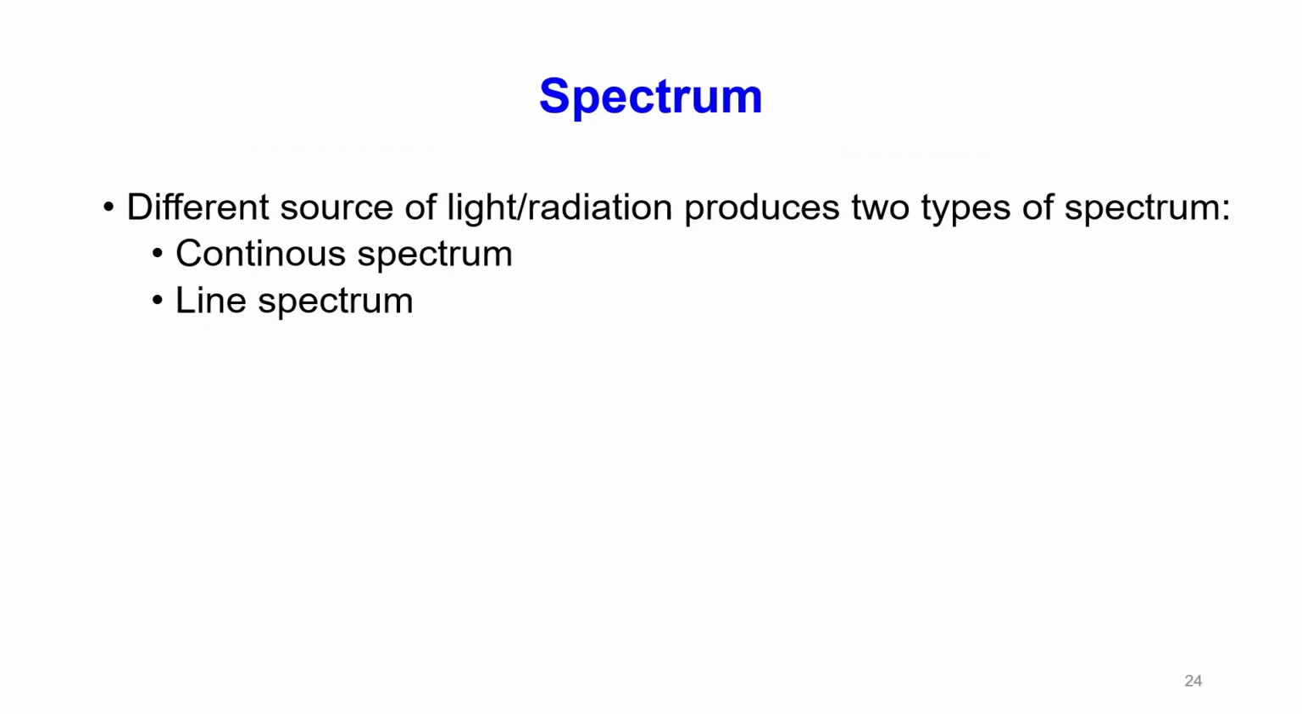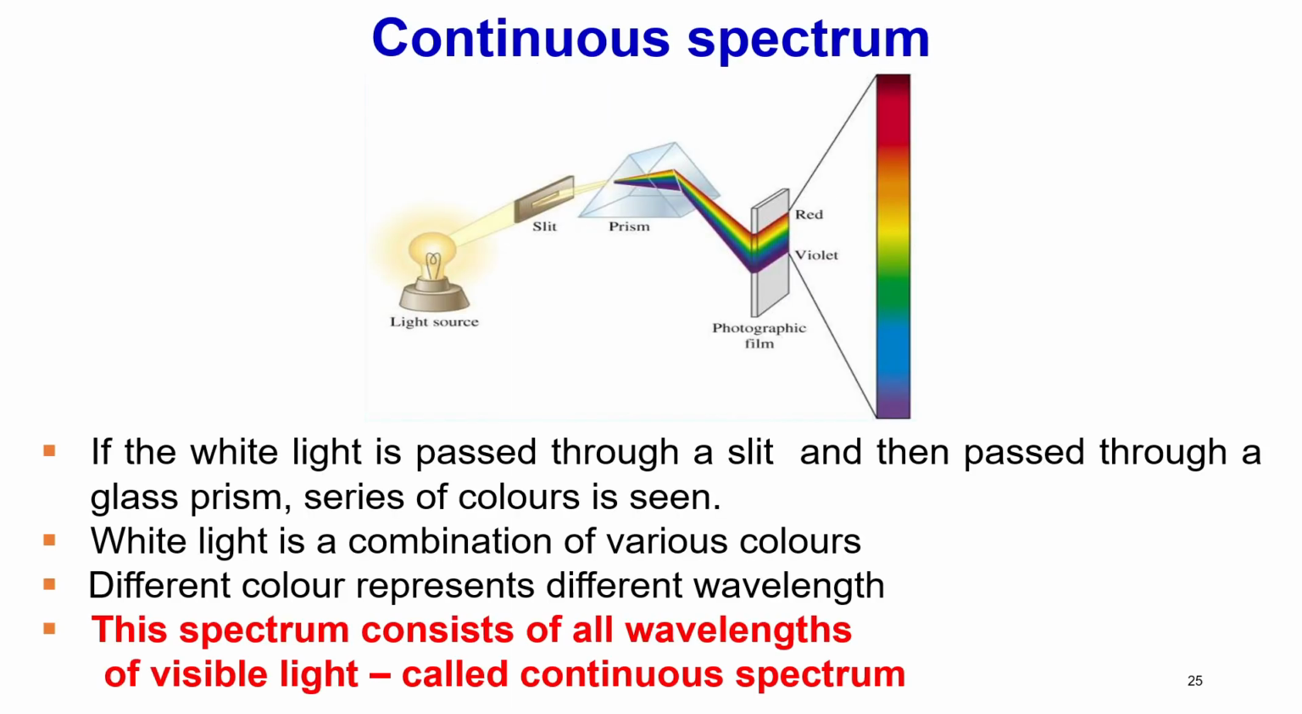So we look at the spectrum. It has different sorts of light or radiation, which produce two types of spectrum: continuous spectrum and line spectrum. What is a continuous spectrum? A continuous spectrum is produced when white light is passed through a slit and then through a glass prism, and a series of colors is seen, like a rainbow. White light is a combination of various colors, the 7 colors earlier. Different colors represent different wavelengths, so this spectrum consists of all wavelengths of visible light and is called a continuous spectrum.